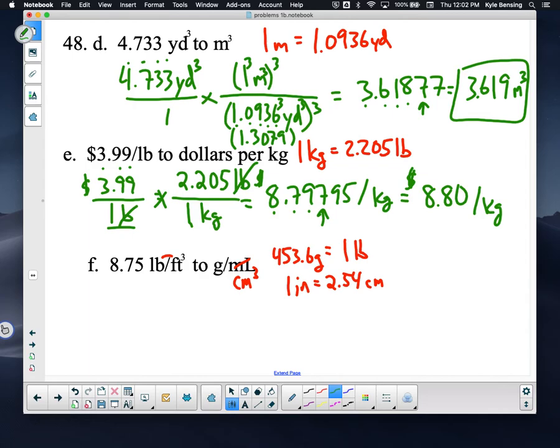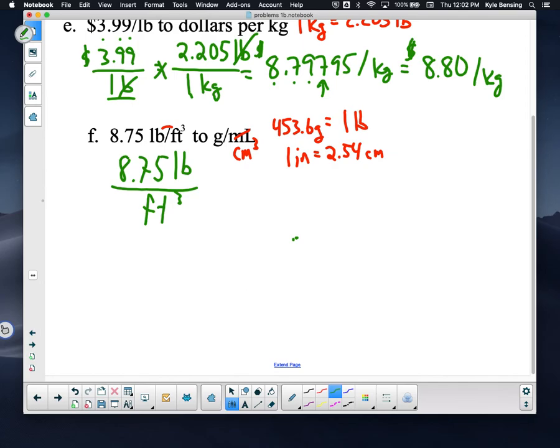Again, we have a ratio. 8.75 pounds on top over cubic feet on the bottom. Okay, I switched this one to cubic centimeters and the grams per cubic centimeter. This is a density. Notice I have 453.6 grams equals 1 pound and 1 inch. I need some more room here, hang on. There we go. 1 inch equals 2.54 centimeters.